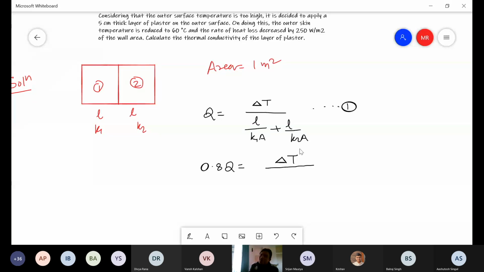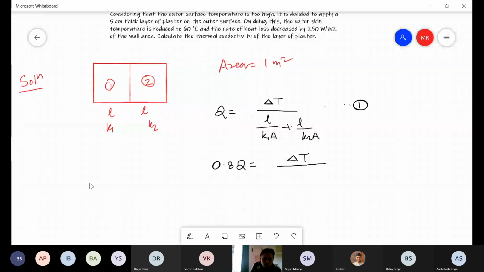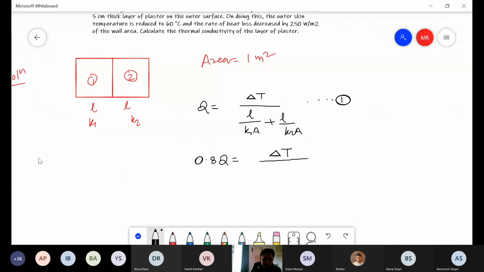Now let us assume that the thickness of the layer is, let's say, X. So maybe I just write down the new thickness of layer 1 is, let's say, X. Correct. So what will be the thickness of layer 2?